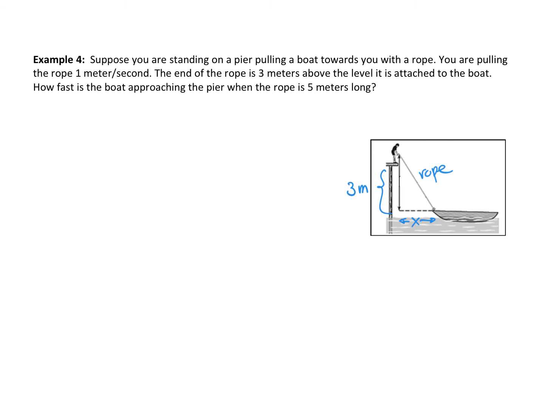So the variable is x. This distance changes, and the length of the rope is also changed. So I'm going to say this is z. You're standing on the pier, so this length is going to be always 3. So I just want to see, okay, this is Pythagorean theorem. Because you can kind of see there's x, y, and z, like a, b, and c squared. So this is going to be Pythagorean theorem of some sort.